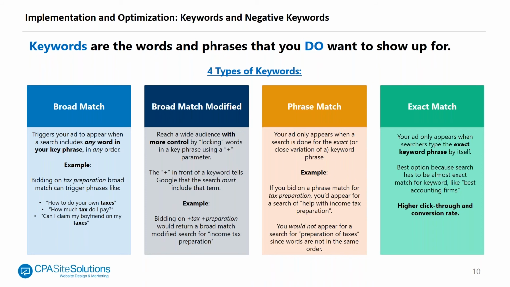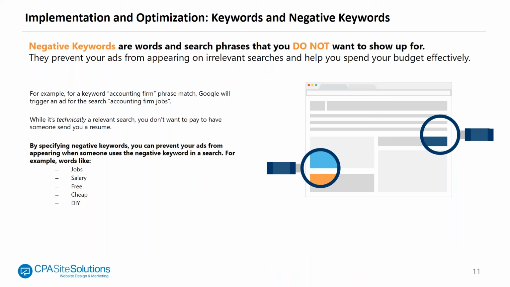The example I have here is best accounting firms. Now, if you chose that as your keyword, your ad would only trigger when someone typed in that exact query in Google. They'd have to type in best accounting firm and your ad would trigger. Again, it's the most narrow type, but it's also going to be very effective. It probably performs the best because there's that one-to-one relationship.